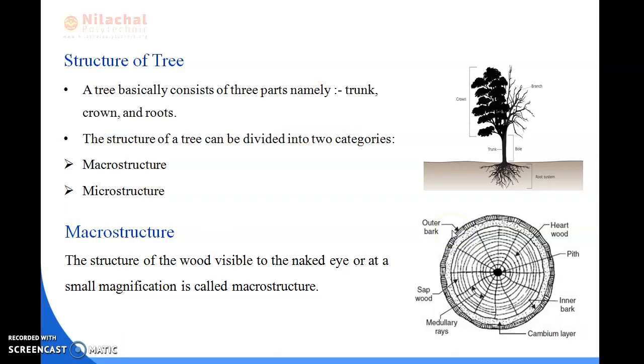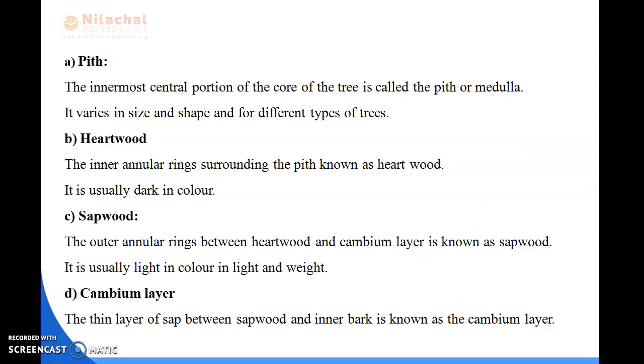So we'll be discussing these one by one. First we'll be discussing the pith.